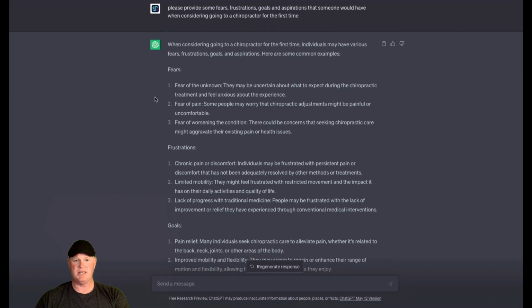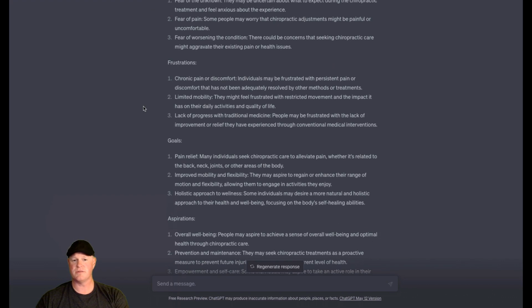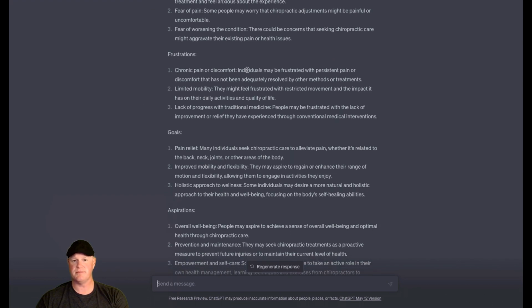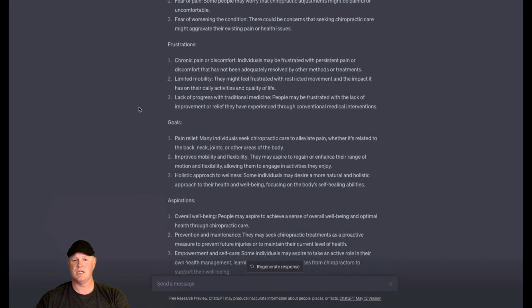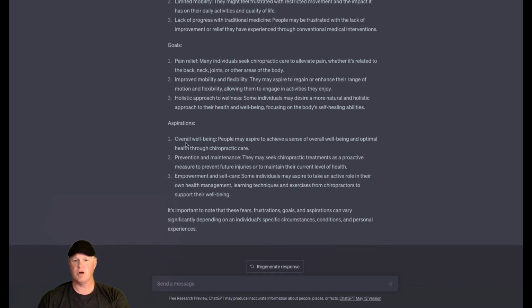So what ChatGPT put out was, here are some of the fears. Fear of the unknown, fear of pain, fear of worsening the condition. What are some frustrations? Chronic pain or discomfort, limited mobility, lack of progress with traditional medicine. What are some of the goals of people who would consider going to a chiropractor? Pain relief, improved mobility and flexibility, holistic approach to wellness. And what are some of their aspirations? Overall well-being, prevention and maintenance, and empowerment and self-care.